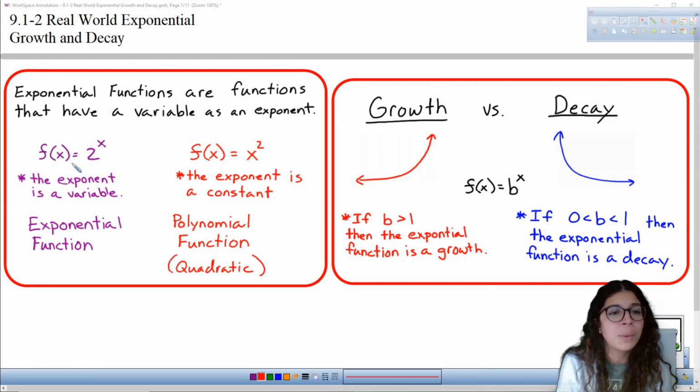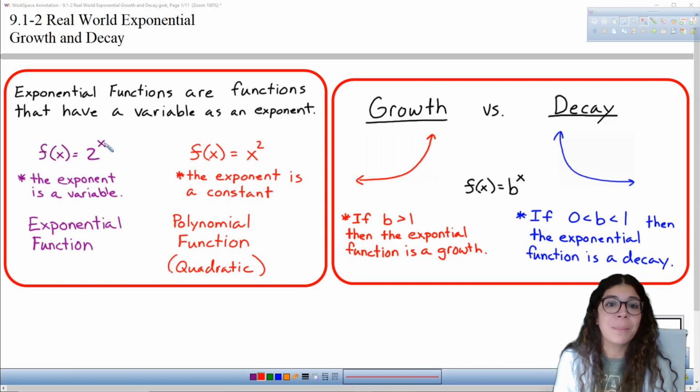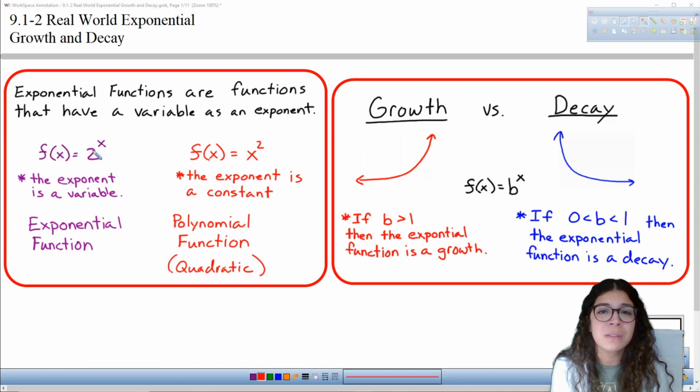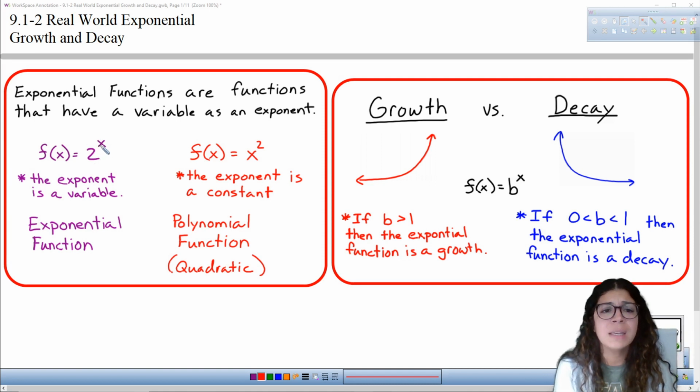Looking over here in purple, we have f of x equals 2 to the power of x. Notice here, the variable is in the exponent. This exponent is not a fixed value. It is x, which is our variable. So if the exponent has a variable, that is an exponential function.